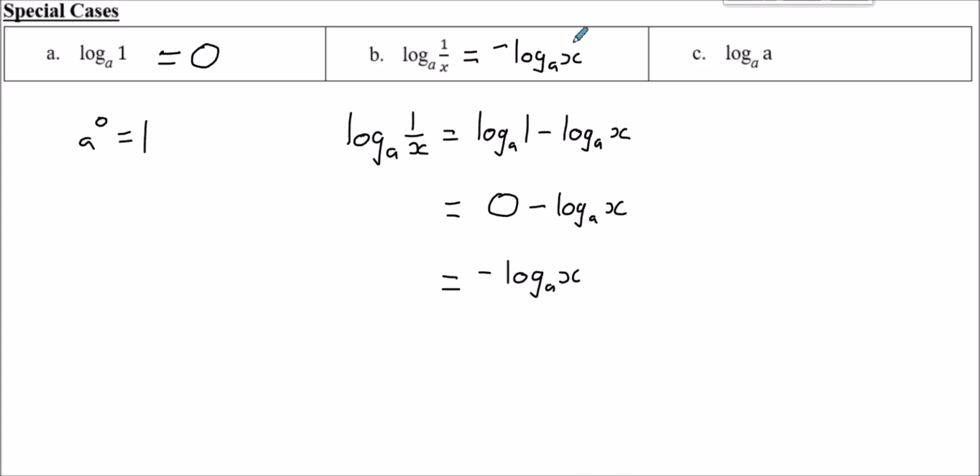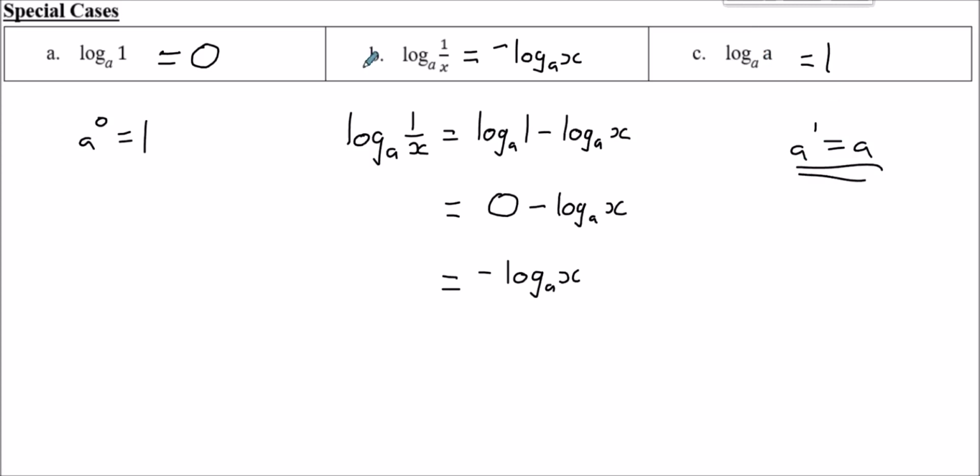Now we could have derived this as well by rewriting this as log base a of x to the power minus 1, and then using the power law and bringing the power to the front of a log. But that's one way we could do it here. And finally C, log base a of a is always going to be 1. What power of a do we need to raise it to to get itself? That's 1. a to the power 1 is a.